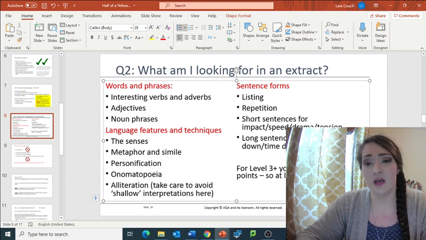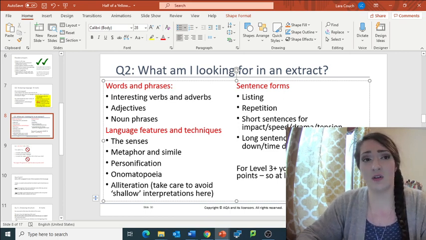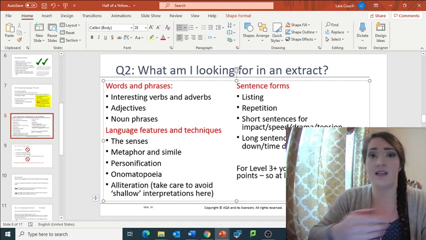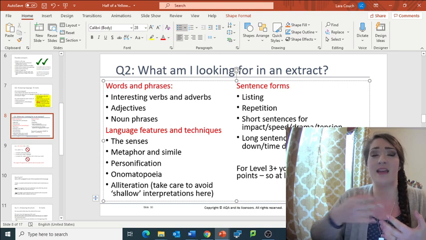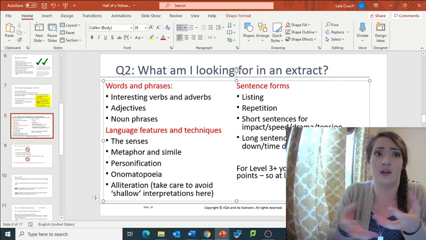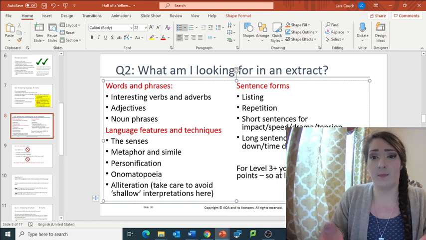Sentence forms. So looking at sentences which have interesting structural features. If there's a sentence with lots of listing, that's something you might want to pick up on. They might be listing things that make them nervous. They might be listing things that make them excited. Listing speeds up a sentence. It shows you the person's going on and on and on, and that shows you something about what the character's feeling or thinking.